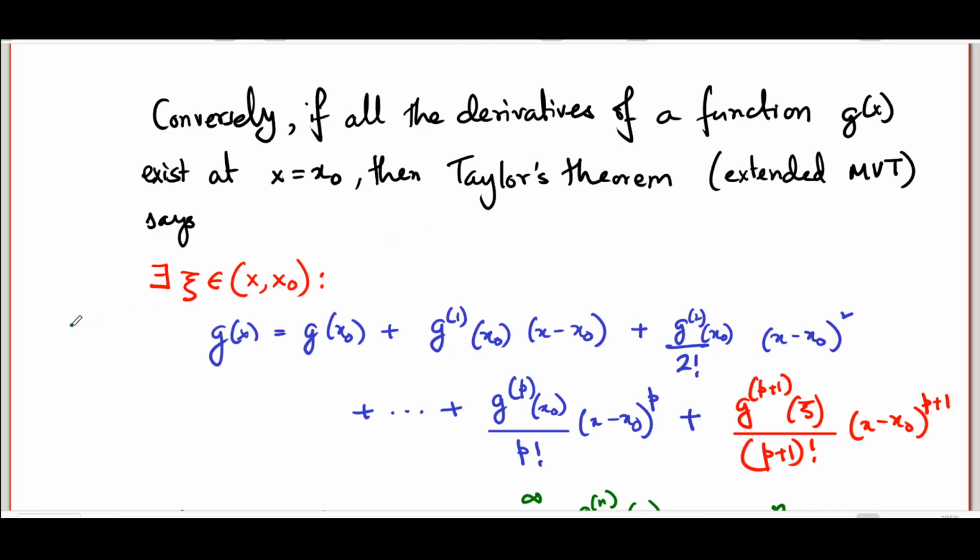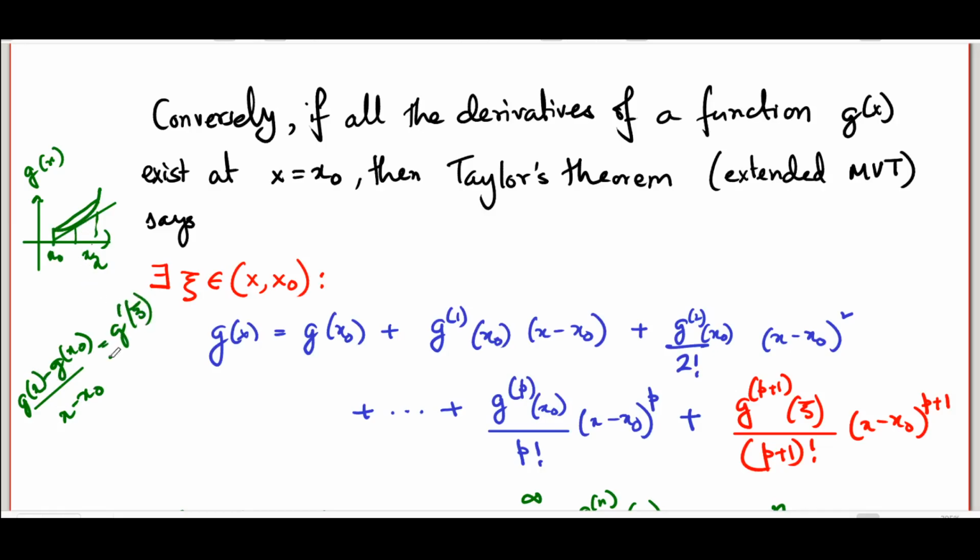Remember, the mean value theorem essentially says that (g(x) − g(x0))/(x − x0), the slope of the chord of the curve of g(x) versus x between the points x0 and x, matches the value of the derivative somewhere in between. So there is a point xi between x and x0 where g′(xi) exactly matches this. This is the mean value theorem.